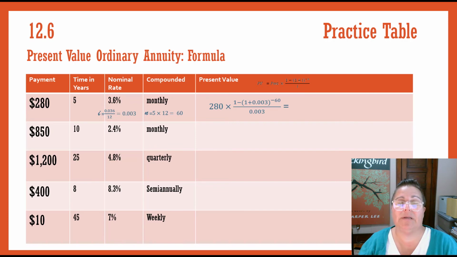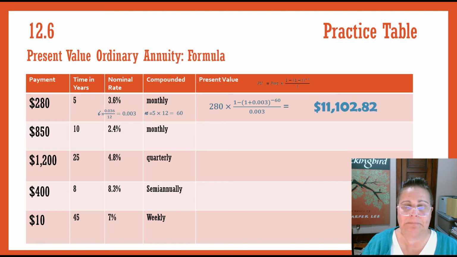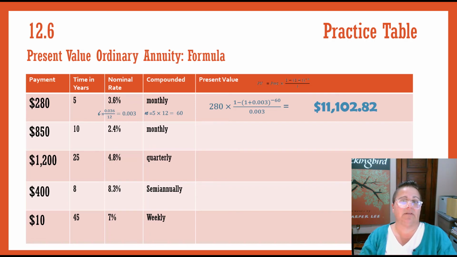Divide that by 0.003. That should give you a number that is less than 60. It should be less than the number of compounds because this is present value. Take that number times the 280. You should get $11,102.82.